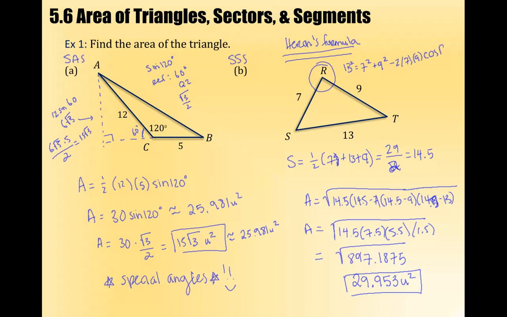Times the cosine of r, right? And then if I isolate the cosine of r, I'm going to get the cosine inverse of 13 squared minus 7 squared minus 9 squared all over negative 2 times 7 times 9 is going to equal r. And then I could go ahead and use this formula. That's just a little more tedious, right? And we do want to be aware of how to use this formula as well.